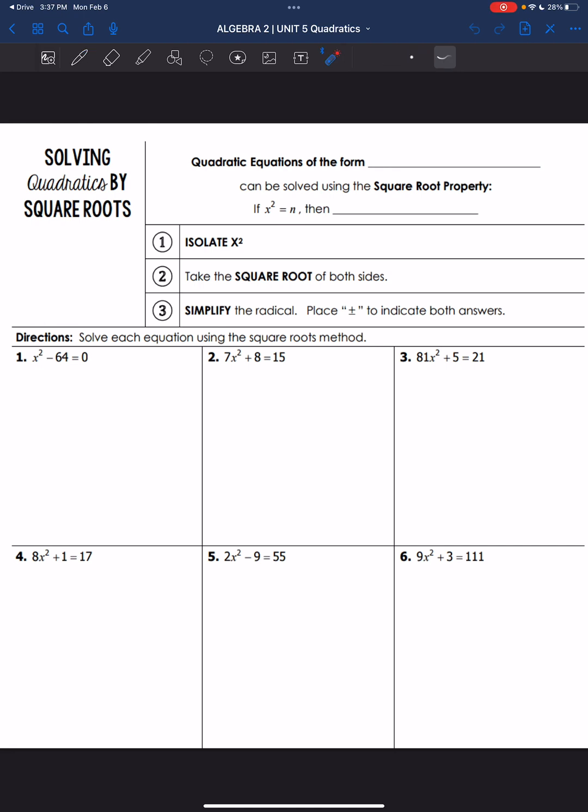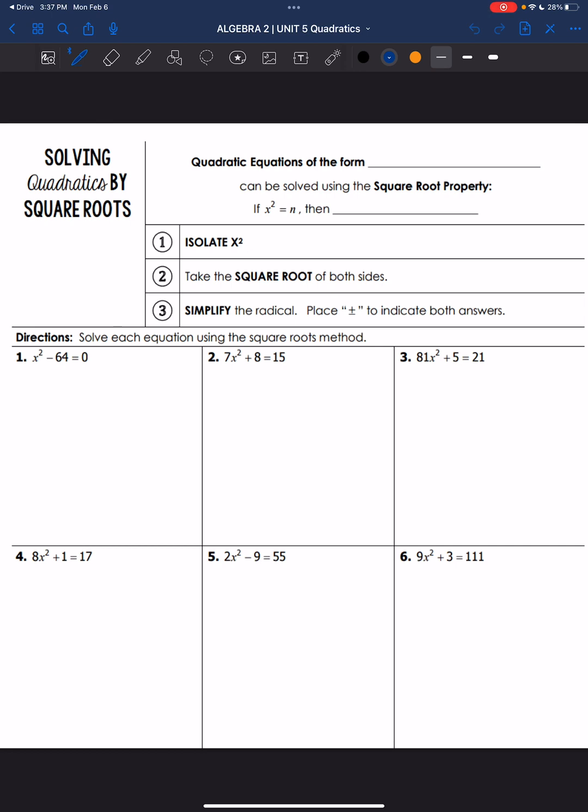In today's video, we are solving quadratics by taking the square root. So let's go ahead and get started. Why would we want to use this method when we already know how to solve by factoring? That is a wonderful question.